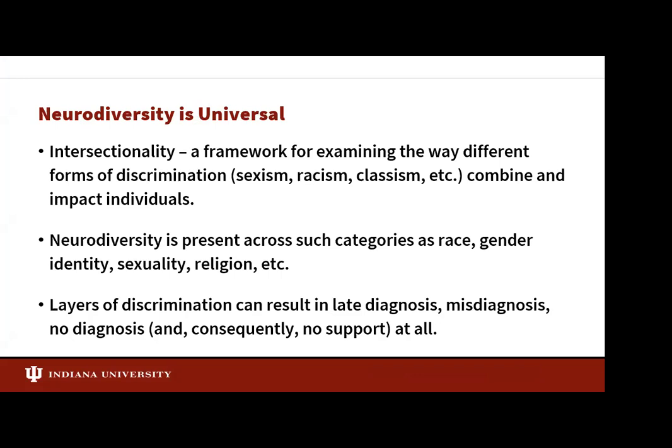So because neurodiversity is universal, it can affect people across different races, different gender identities, different sexualities, or different religions. And layers of discrimination can result in late diagnosis, misdiagnosis, or no diagnosis at all, which means that they have no support at all. And actually, some of the research shows that African-American and Latino students get diagnosed much later than students of other races. And as a result, they have less opportunity for resources.